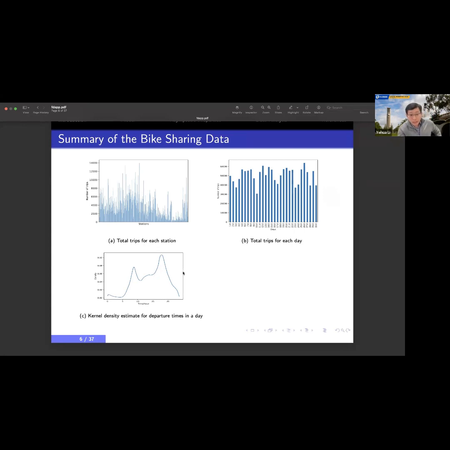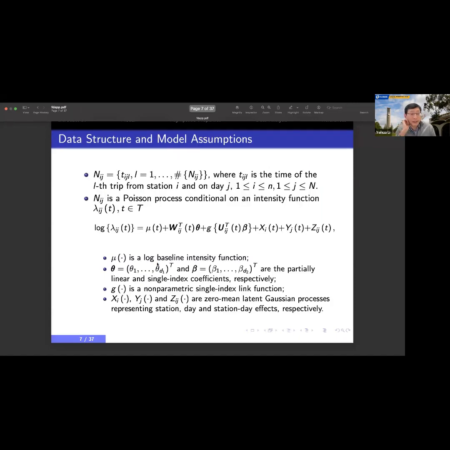You can also put the data together and estimate the intensity of trips within a day. You can see there are 2 peaks within the same day, from 0 to 24 hours. These 2 peaks correspond to the 2 rush hours. So there are a lot of patterns in this data.